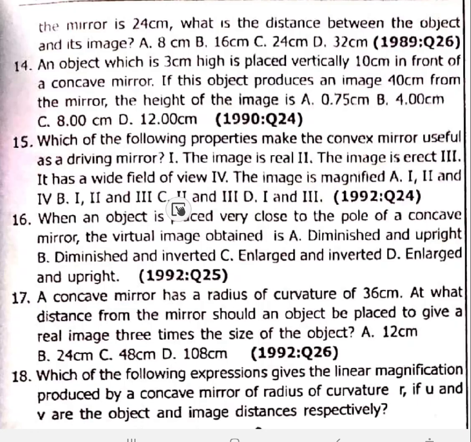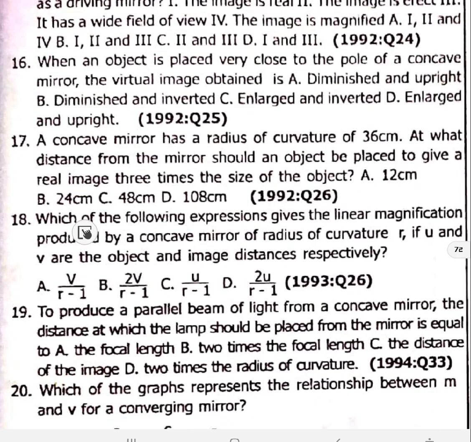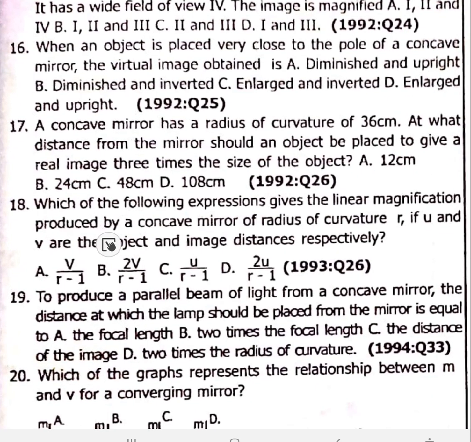Option C, II and III. 16. When an object is placed very close to the pole of a concave mirror, the virtual image obtained is enlarged and upright, option D. 17. 18. Which of the following expression gives the linear magnification produced by a concave mirror of radius of curvature R if U and V are the object and image distance respectively?